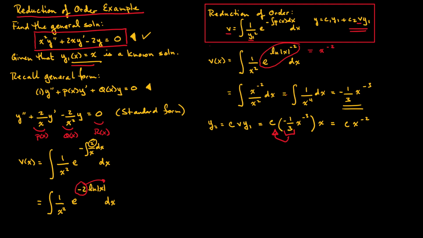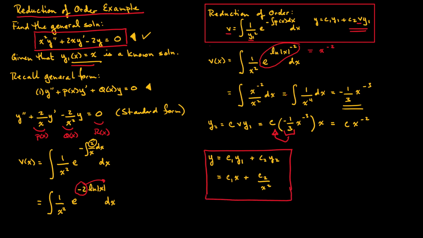This gives us the general solution for the ODE, that is y equals c1 y1 plus c2 y2. And we now know what y1 and y2 are. So y equals c1 x plus c2 over x squared. This is the general solution of our second order linear homogeneous differential equation obtained by reduction of order, given that we were told that one of the two solutions to this ODE was equal to x.